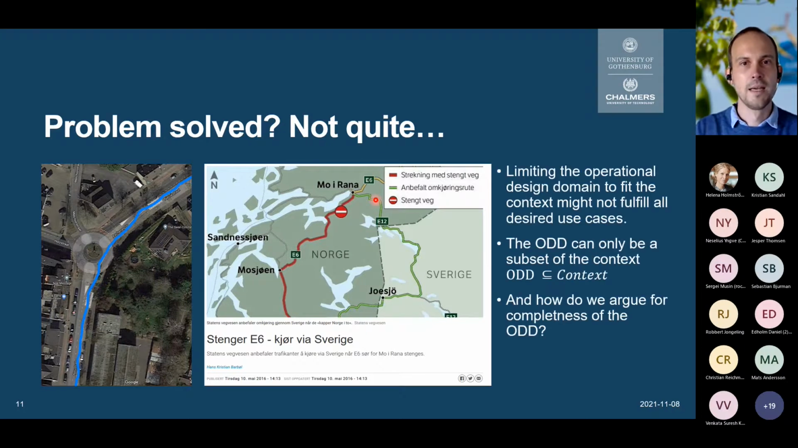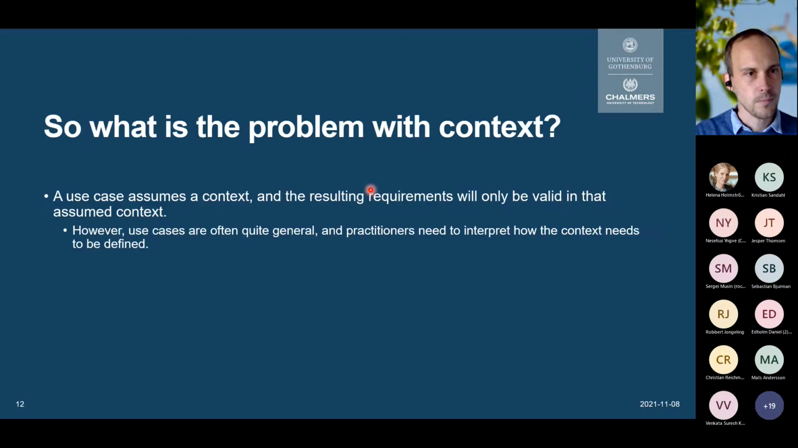So what we learn here is limiting the operational design domain to fit the context might not fulfill all desired use cases, because you have these corner use cases where, obviously, the person living in Aachen lives in Germany and buys a car in Germany, but he always wants to drive also in the Netherlands. Or this person living in Mo i Rana, he lives in Norway and buys a car in Norway, but still the car needs to be able to drive in Sweden. So the ODD can only be a subset of the context. And the problem is, how do we actually argue for completeness of the ODD?